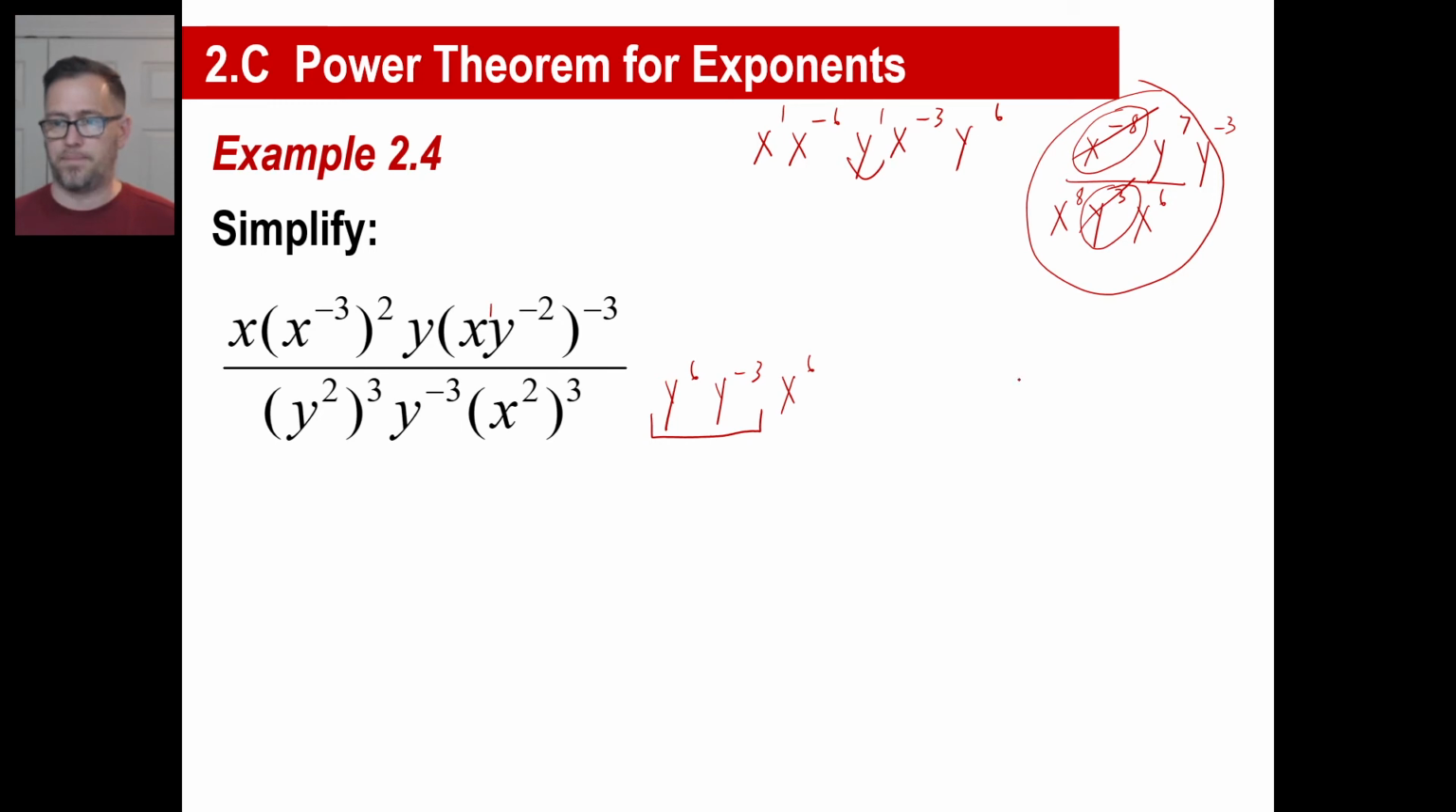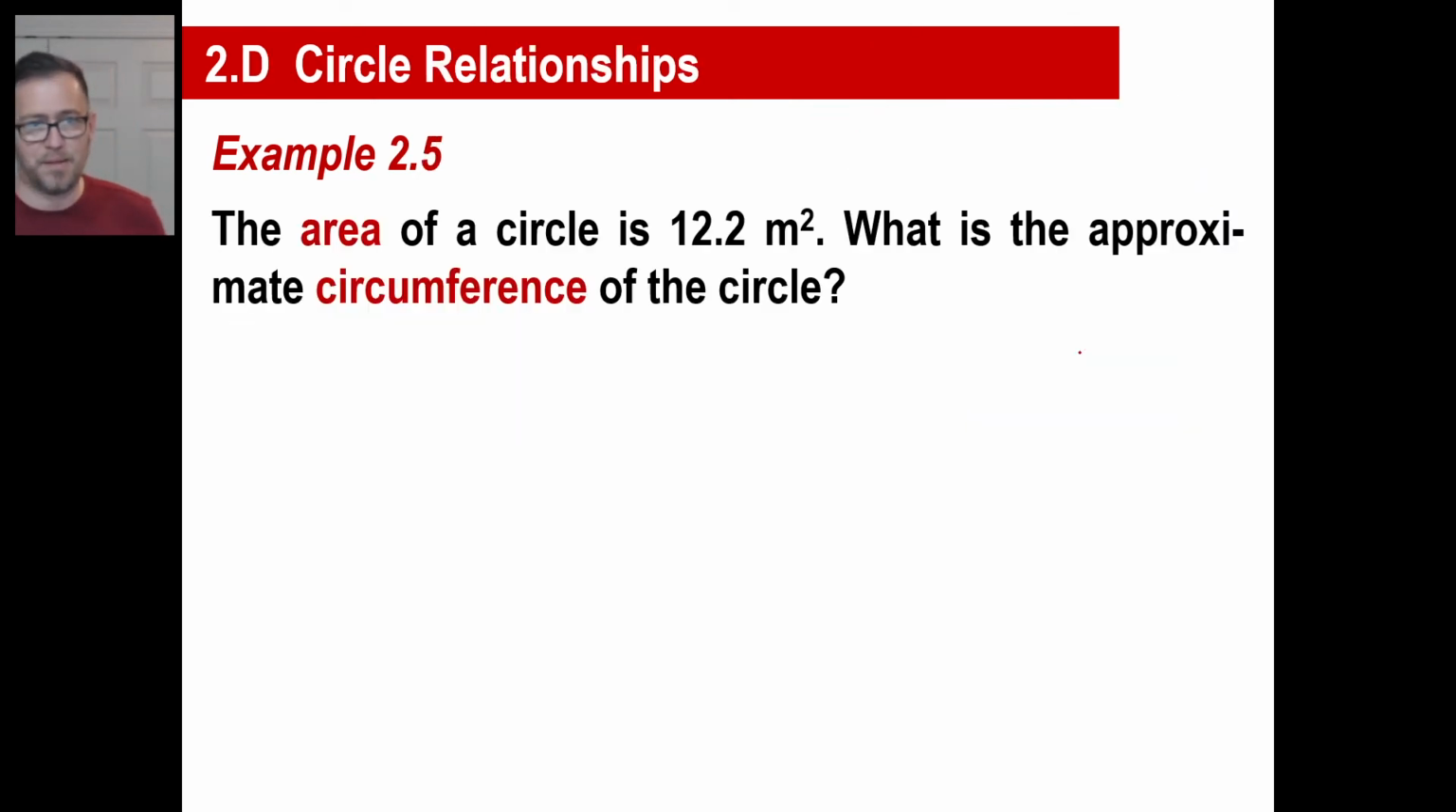So in the numerator, what is y to the 7th times y to the negative third? Y to the 4th, right? 7 minus 3. What's x to the 8th times x to the 6th? X to the 14. And that's it. That's all we got. Addition and multiplication. That's all this is. All right? Don't be intimidated by it.